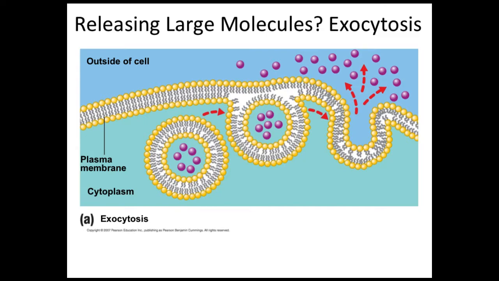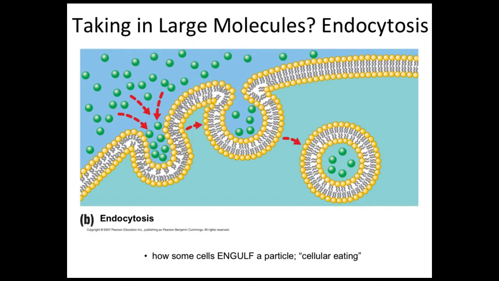The next way that we can move molecules across membranes is called exocytosis. This is how cells release large molecules from the inside of a cell to the outside. What about taking in large molecules? This is called endocytosis. Remember, endo means within, so we're taking particles into our cell. This is how some cells engulf particles, which we can refer to as cellular eating. Of course, we put that in quotation marks because it's not really eating. There's no mouth involved, correct?